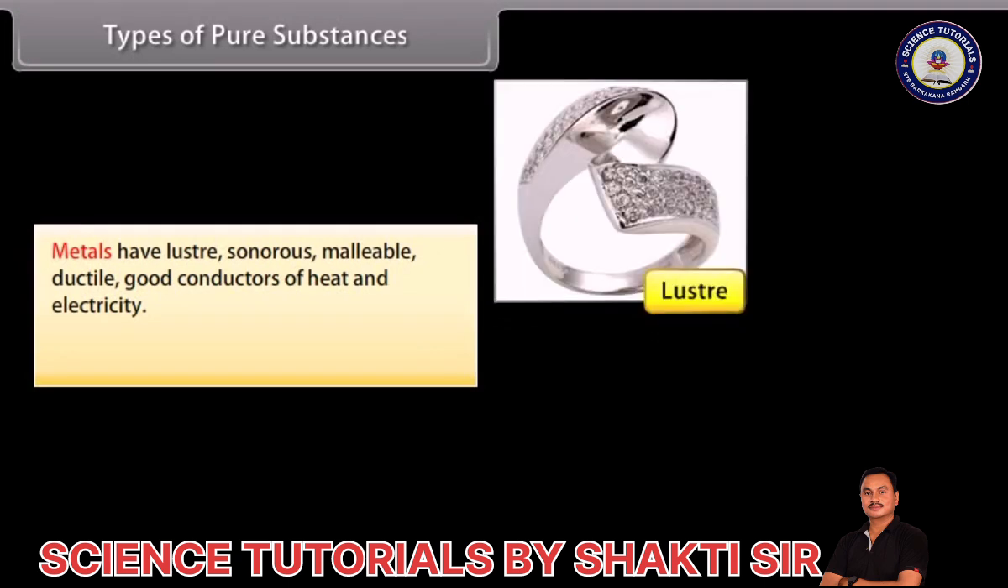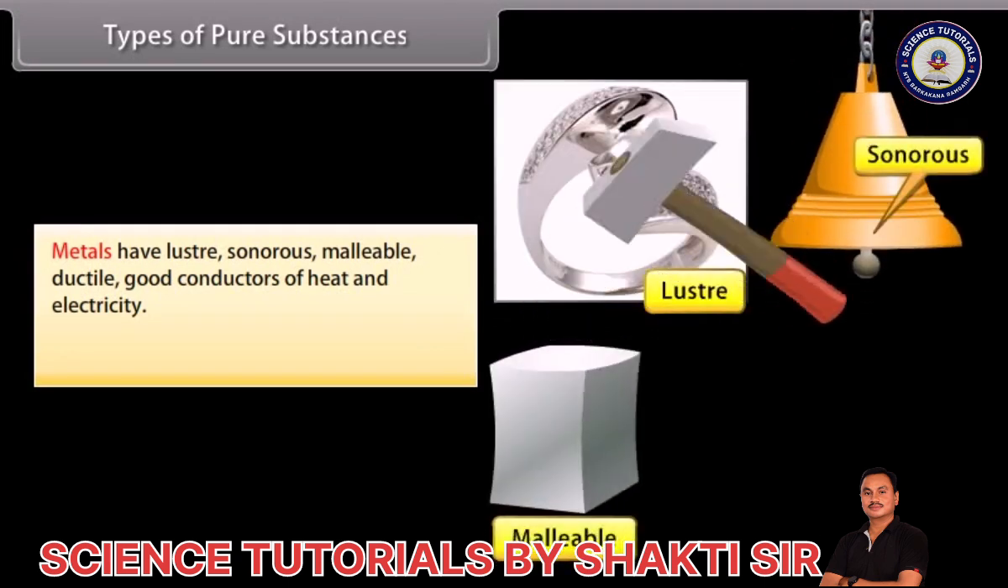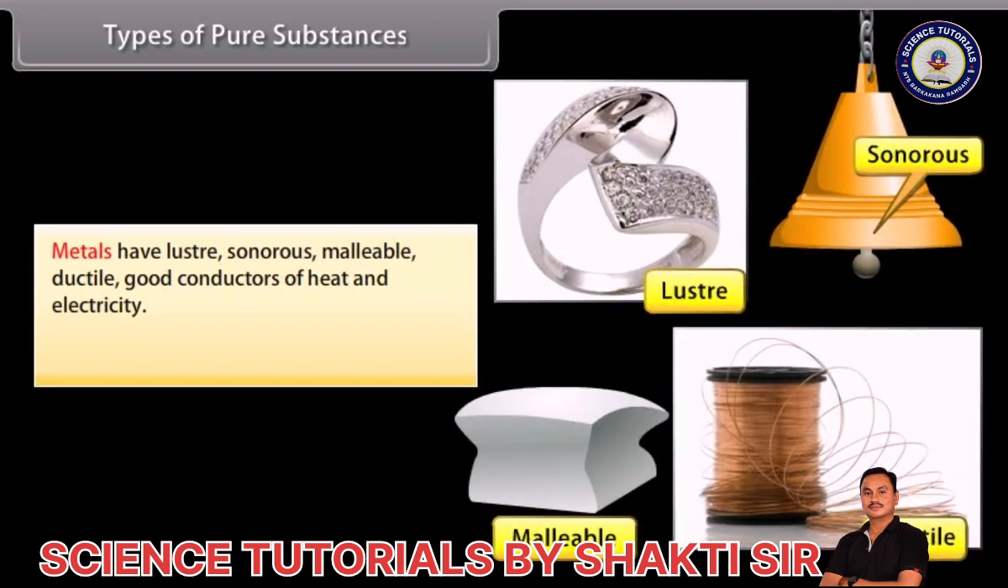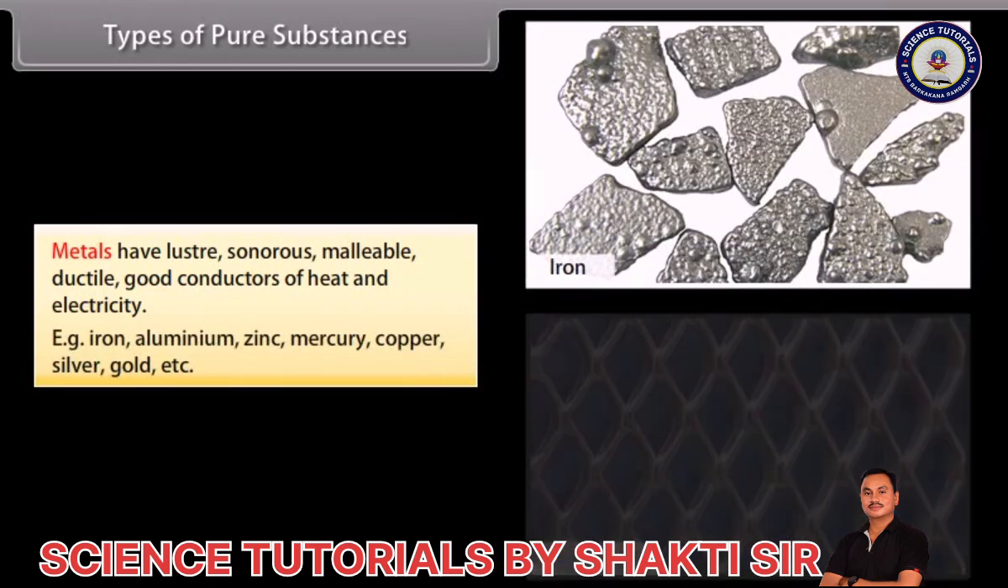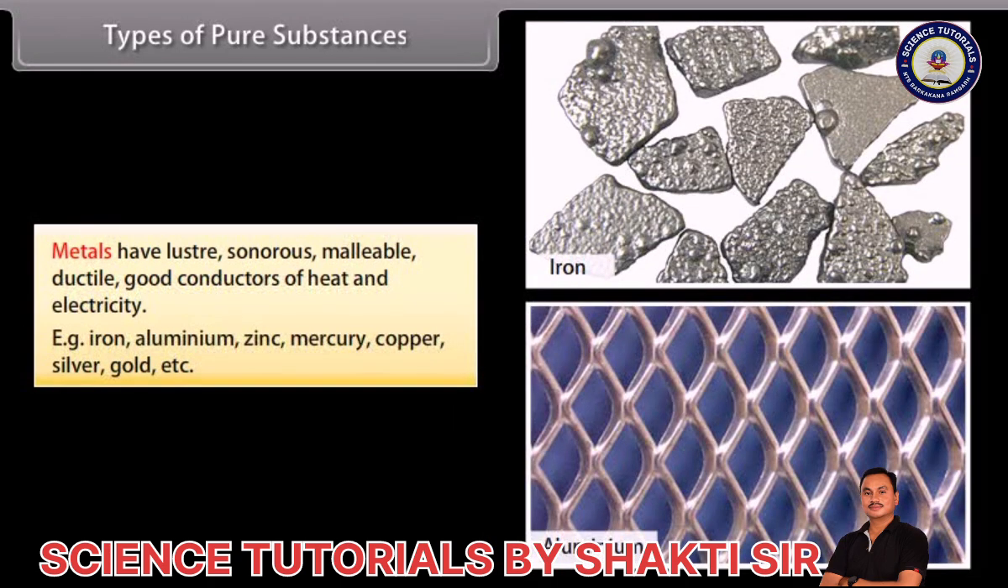Metals have luster, are sonorous, malleable, ductile, and good conductors of heat and electricity. Examples: iron, aluminium, zinc, mercury, copper, silver, gold, etc.